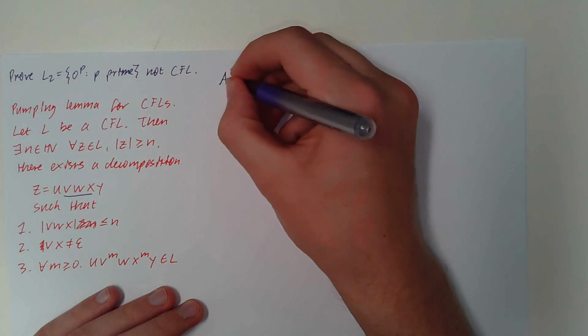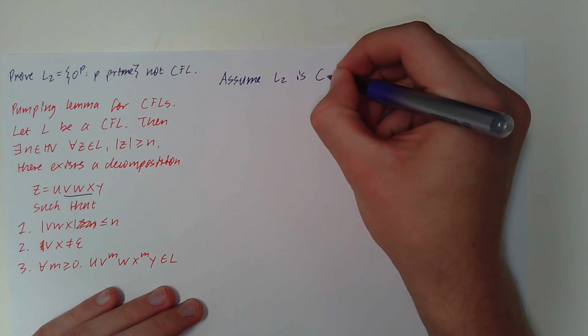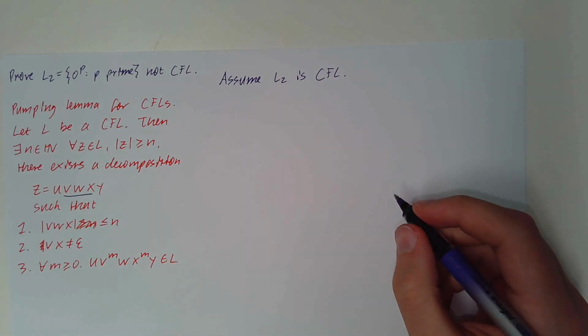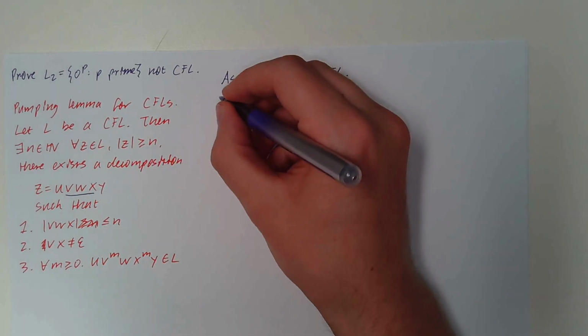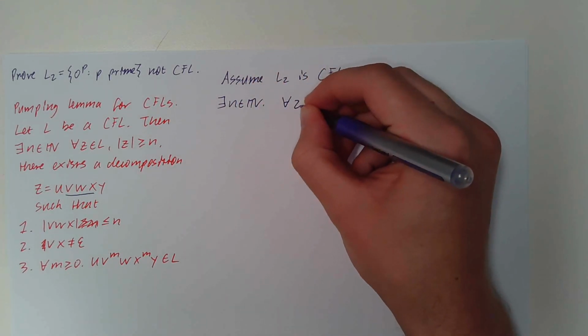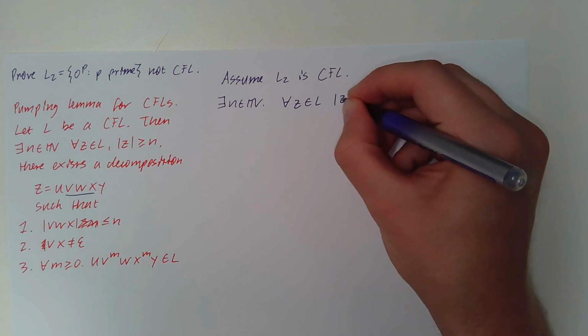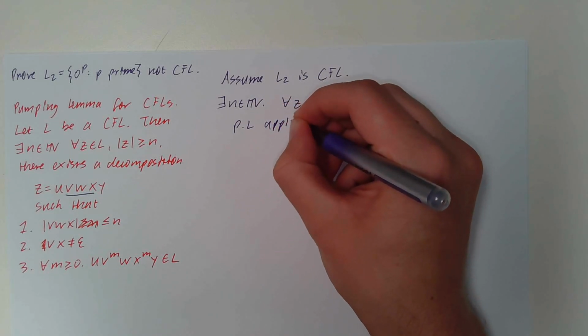First, we're going to assume that L2 is context-free. Is a context-free language, okay? So that means the pumping lemma applies, right? So necessarily there has to exist some natural number n such that for all z in the language, where z is at least as long as n, the pumping lemma applies.